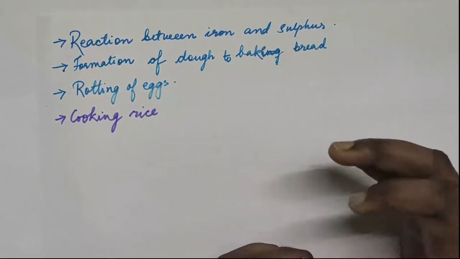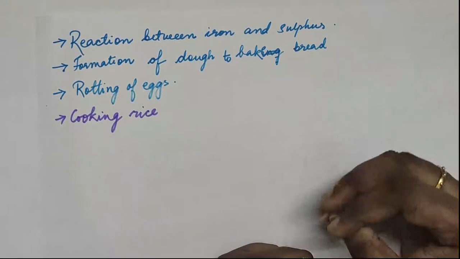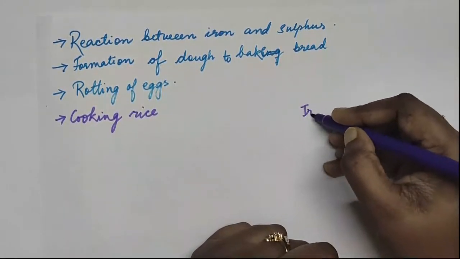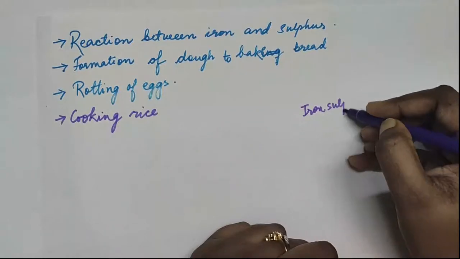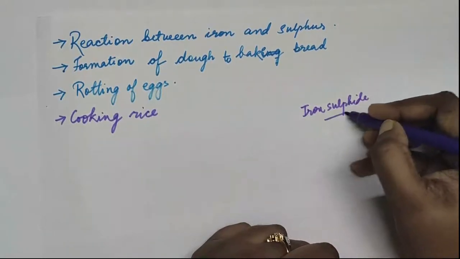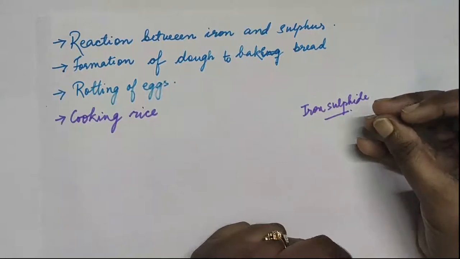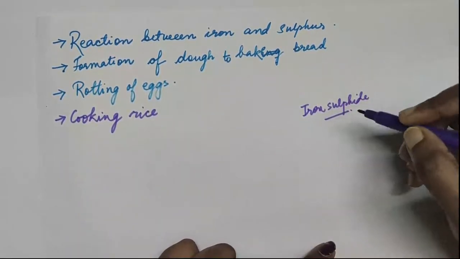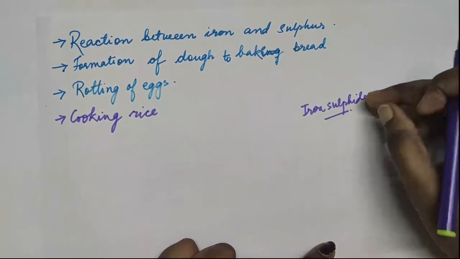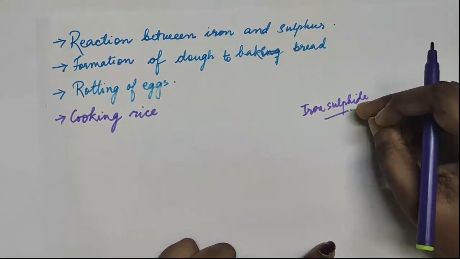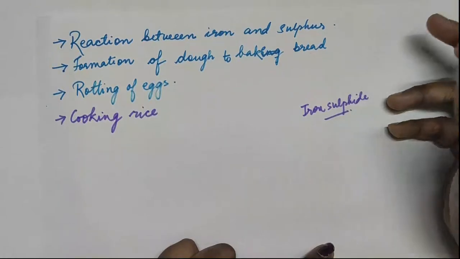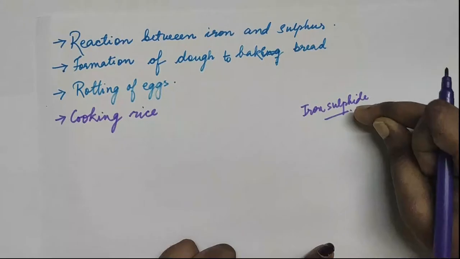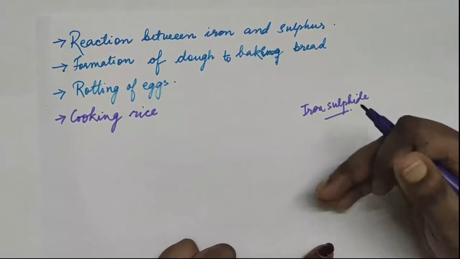But what will happen when you mix iron and sulfur and heat it? It will form a new compound, that is iron sulfide. This iron sulfide will have no reaction towards the magnet, and if you try to mix it with carbon disulfide, you will see no reaction in it because it has now changed into a new compound, that is iron sulfide. So that is a chemical reaction.